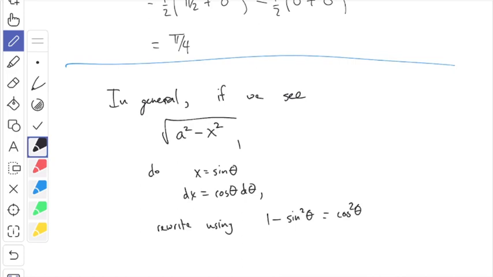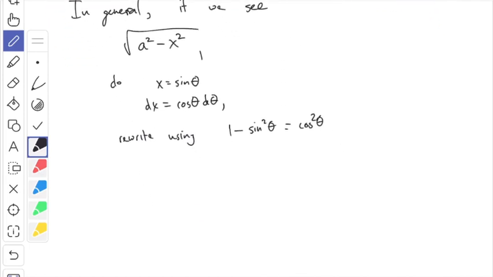Now, if it's not a 1, if you have that a instead, then the appropriate rewriting rule is this: a squared minus a squared sine squared theta is a squared cosine squared theta. That's the same. If you multiply through everything by a squared instead of 1s, what you get is this. A squared minus a squared sine squared theta equals a squared cosine squared theta.